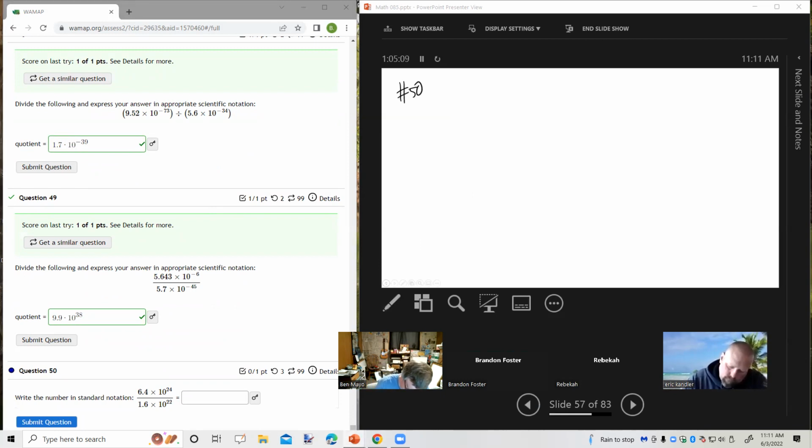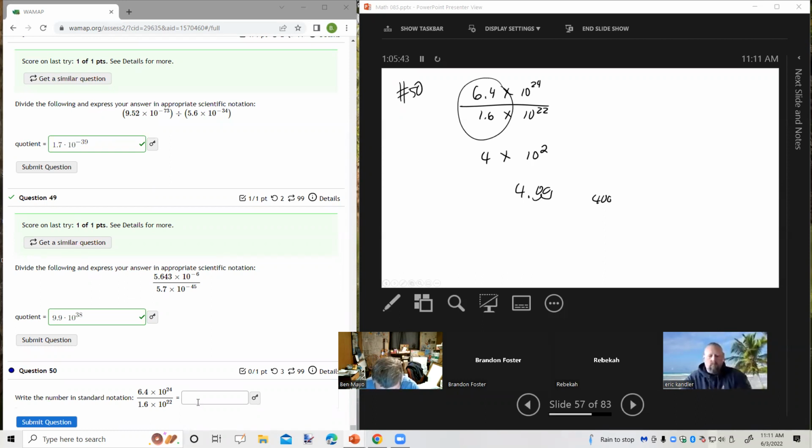Write the number in standard notation, 6.4 times 10 to the 24th power over 1.6 times 10 to the 22 power. And 6.4 divided by 1.6 is 4 times 10 to the 24 minus 22 is 2. So I get 4 times 10 squared, but it says standard notation. So we're going to move it over 2 places. So it's going to be 400. There we go. 400.